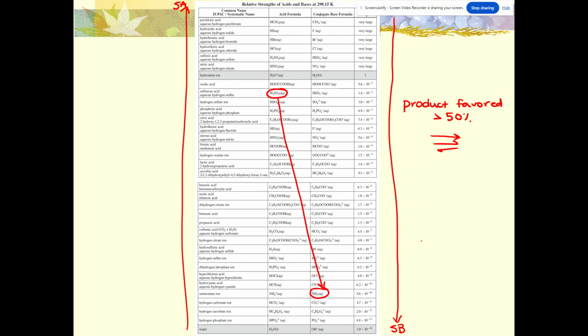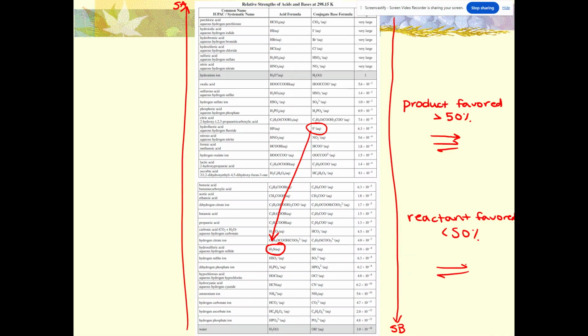If the base is higher than the acid, so let's say we have something like the fluoride ion reacting with hydrosulfuric acid, then the base is higher than the acid. The reaction would instead be reactant favored, which means it's not happening greater than 50%, it's less than 50%, or above the equilibrium arrow, you put a reverse arrow. Okay? So that's basically it.